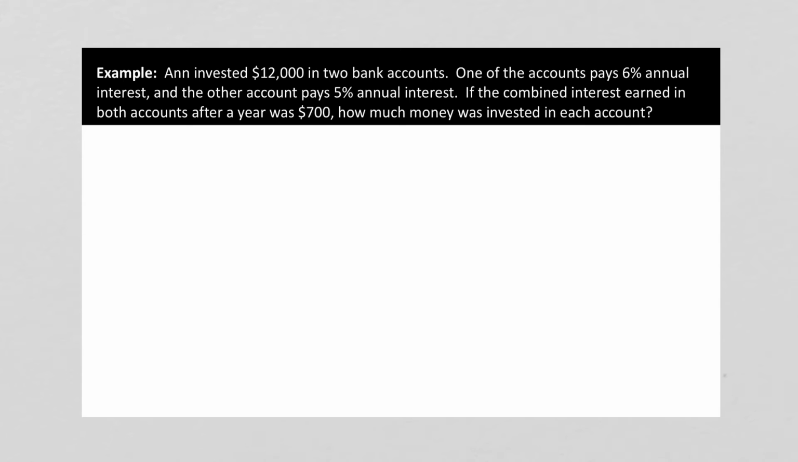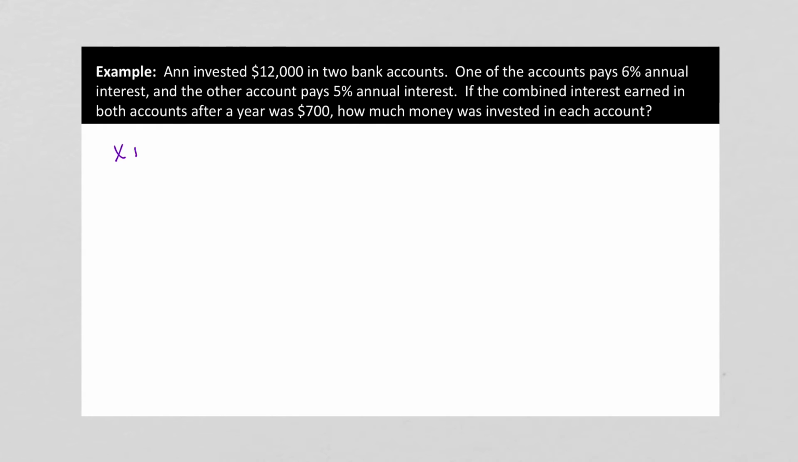So we have the first account, and the second account, well, let's do this. F for first and S for second. Adding them together, we would get a total of $12,000. So the next equation will deal with our interest. The first account is 6% interest, so 0.06 times F. And the second account pays 5% interest, 0.05 times S. And that interest by the end of the year is worth $700.